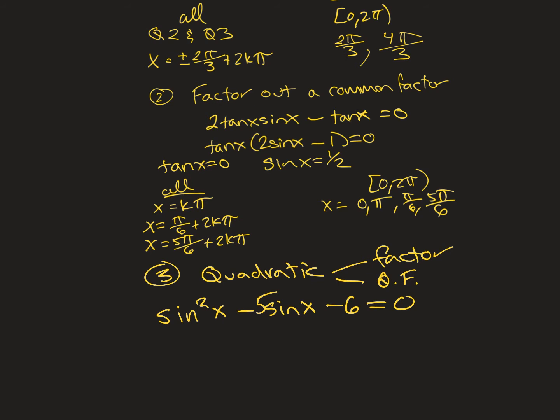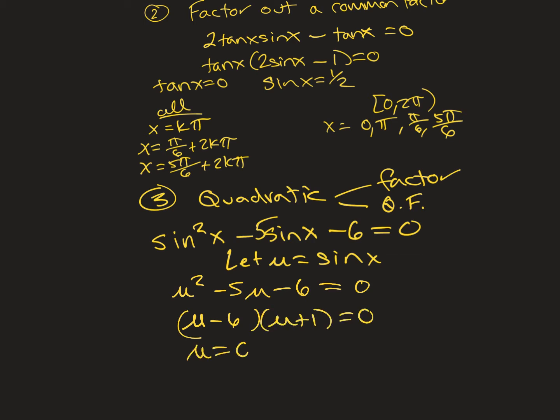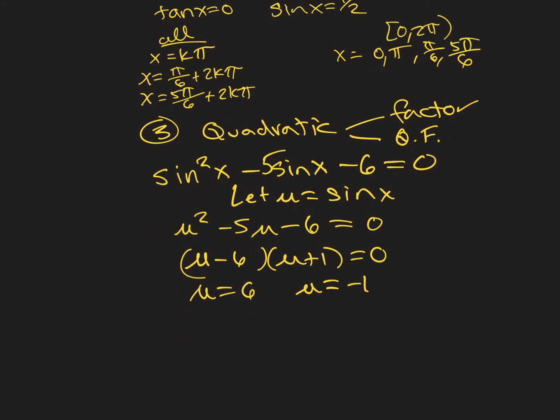So if you're not comfortable factoring or trying to factor with these trig functions, you could do a u substitution. So let u equal sine x. And then I'd have u squared minus 5u minus 6 equals 0. And this is going to factor to u minus 6, u plus 1 equals 0. So u is either 6 or u is negative 1. And don't forget, you have to plug back in, you're solving for x.